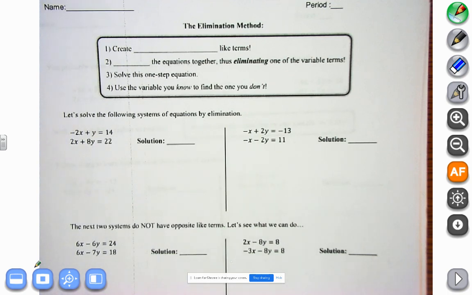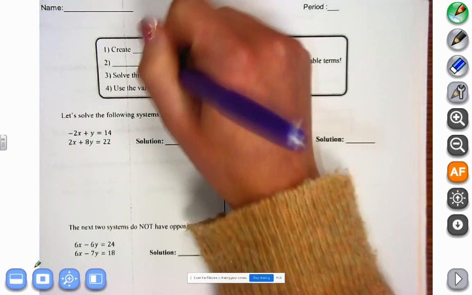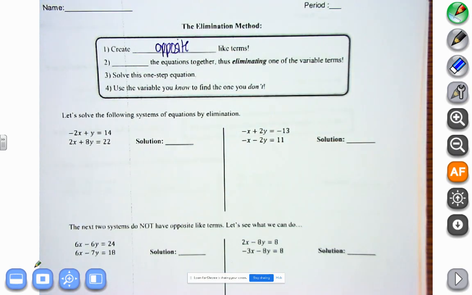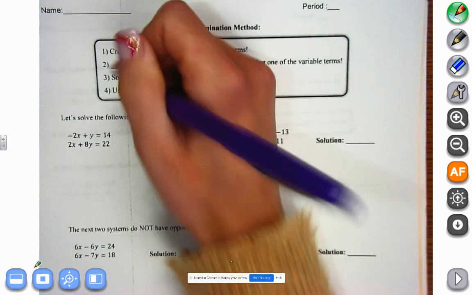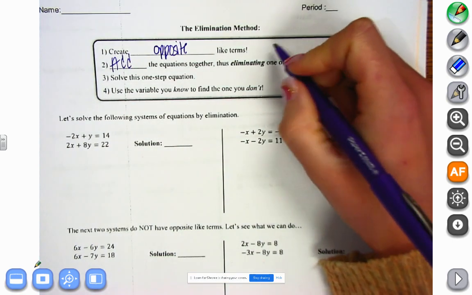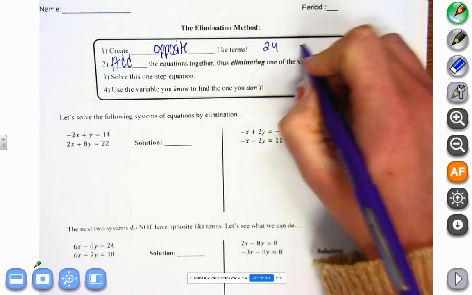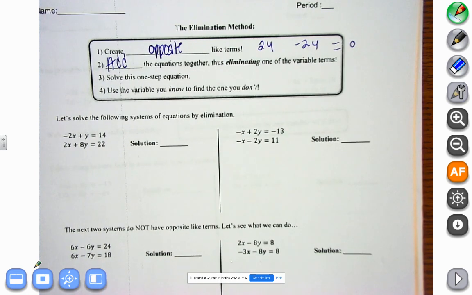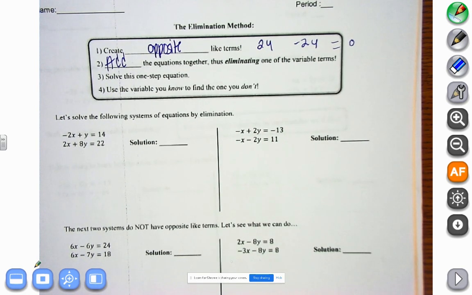So the first part says create opposite like terms. If you remember from the first question, we were dealing with opposite like terms. That's going to be a main term when we're dealing with elimination. Okay? What are we going to do with these opposite like terms? Well, we're going to add them. So if we add our equations together, our opposite like terms would cancel out. Just for example, if we had opposite like terms 2y and negative 2y, and you add these together, they equal 0, canceling out, which is one of the main points of using this to eliminate a variable.